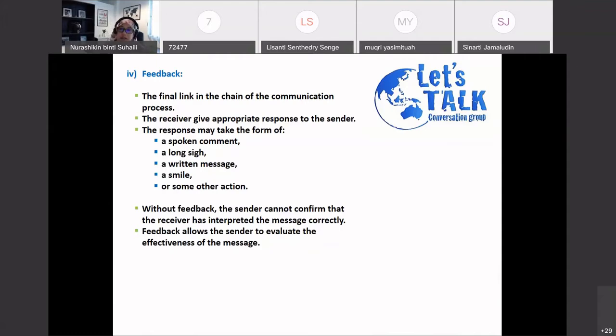For example, let's say we get to know information about the vaccine. What is our feedback? What is our response? The information says that the virus can be transmitted via droplets. So we have to wear masks. That is our response. We have to practice social distancing. We have to wash our hands regularly. So that is our response towards that information.